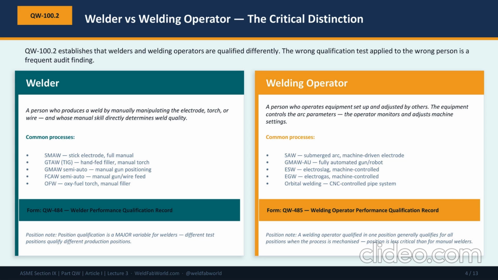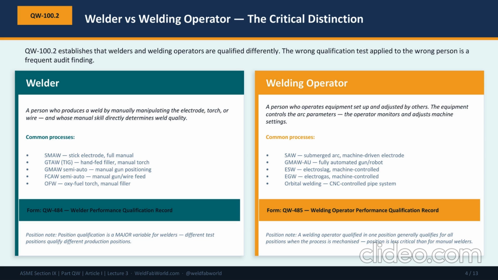QW 100.2 establishes that welders and welding operators are qualified differently. Not slightly differently, significantly differently. And using the wrong qualification test for the wrong person is one of the most frequent findings in Section 9 audits. So let's get this right. The code's definitions, which we encountered in QG 109, are precise.